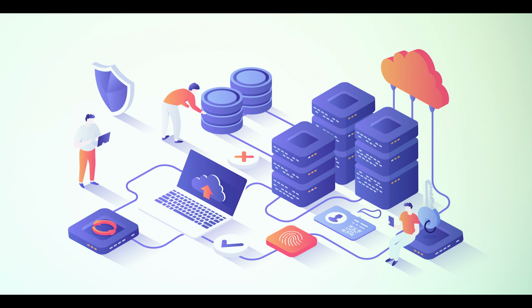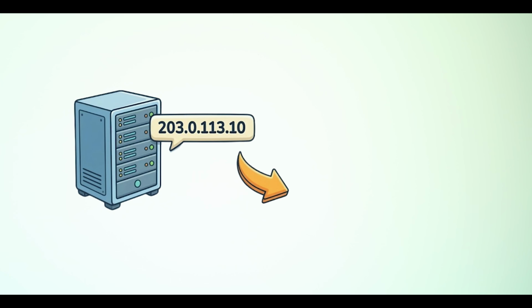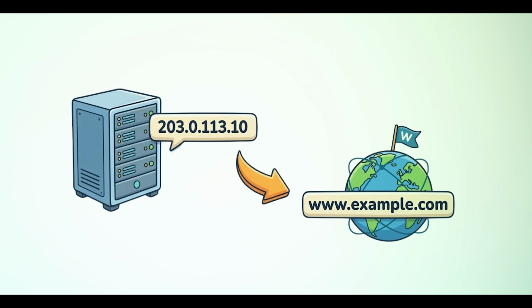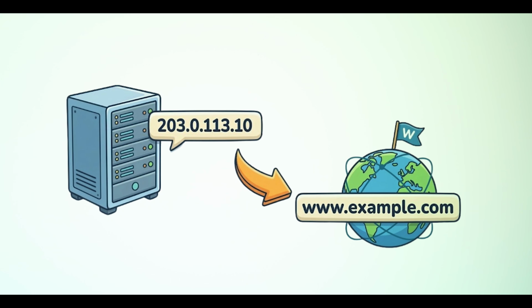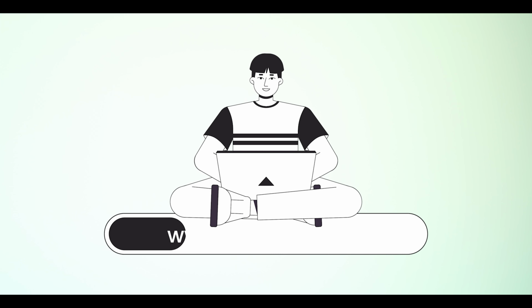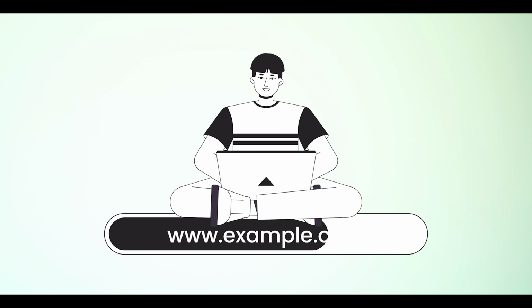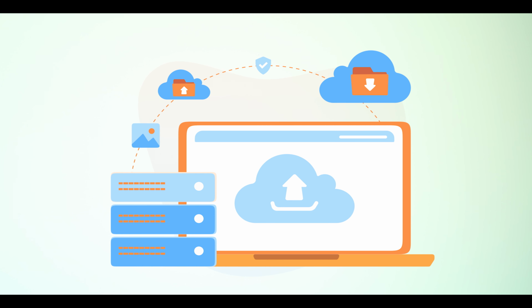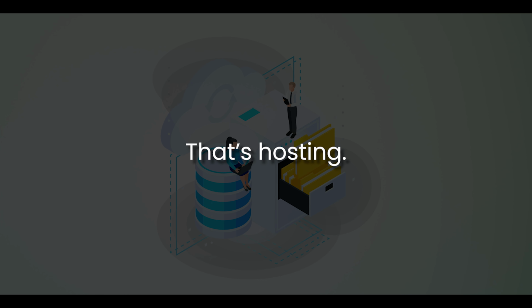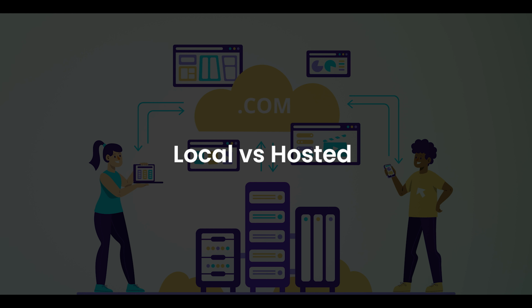That server must be connected to the internet so other computers can reach it. Once connected, the server is assigned a public address, usually an IP address. To make it easier for humans, we use a domain name, like example.com, which points to that server. Now, when someone types your domain into a browser, their request travels across the internet and reaches your server. That's hosting.